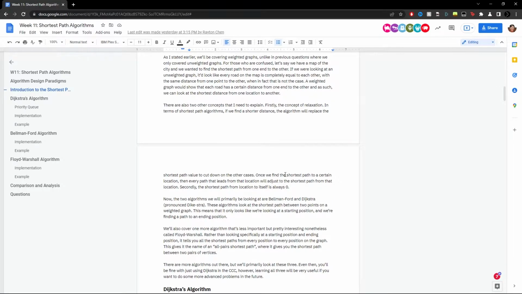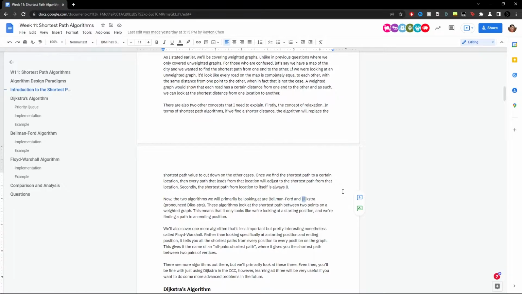Now, two algorithms that we'll primarily be looking at are Bellman-Ford and Dijkstra. This is a Dutch name, and it's pronounced Dijkstra. These algorithms look at the shortest path between 2 points on a weighted graph. This means we're looking at a starting position and finding a path to an ending position. That's it. We'll also cover one more algorithm that's less important, but pretty interesting nonetheless, and it's called Floyd-Warshall.